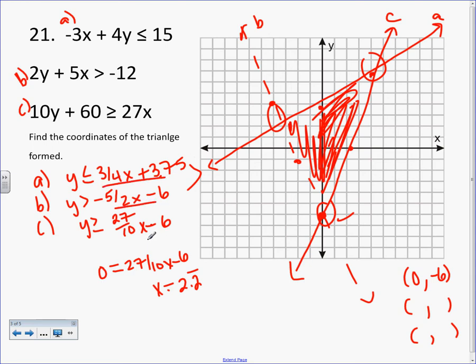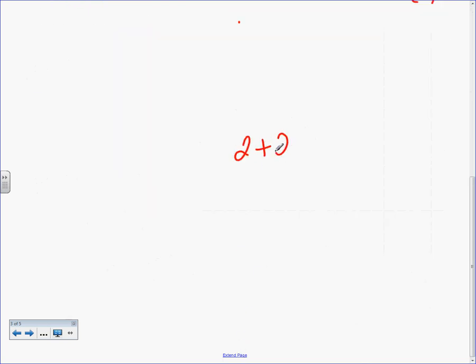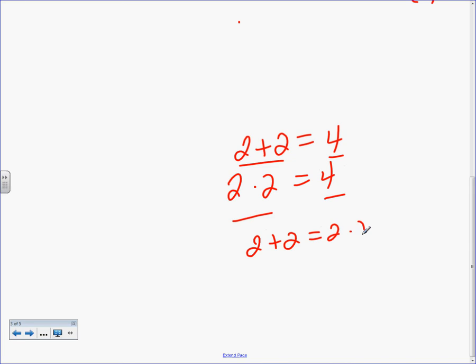Do you guys get that, or do you need an easier example with like the number 2? This is what I did for my other classes. Let's see if you get it. What's 2 plus 2? 4. What's 2 times 2? If they both equal y, don't they equal each other? That's what I'm saying. That's what we're going to do up there.